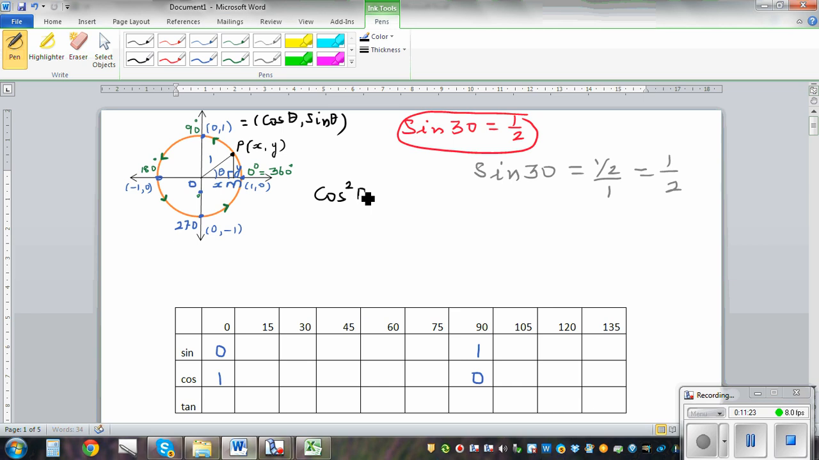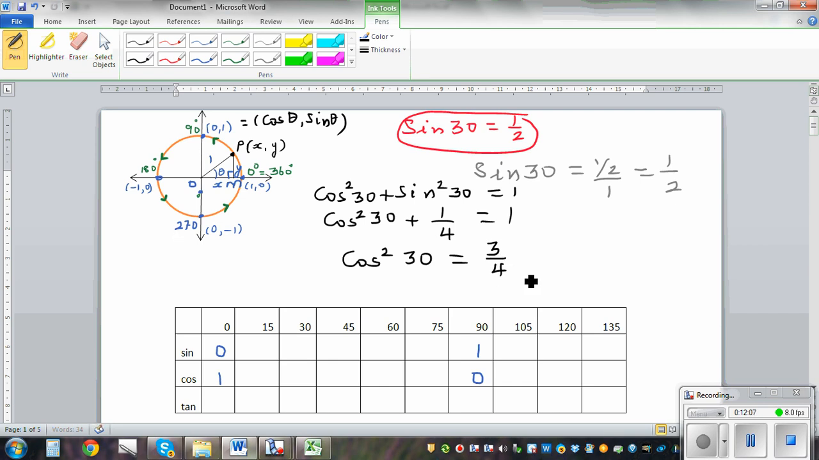So we just proved cos squared theta plus sine squared theta is equal to 1. Putting in this value, cos squared 30 plus the square of half, which is a quarter, is equal to 1. Now taking away a quarter from both sides, cos squared 30 is going to be 3 over 4. And taking square root of both sides, cos 30 is equal to root 3 over 2.